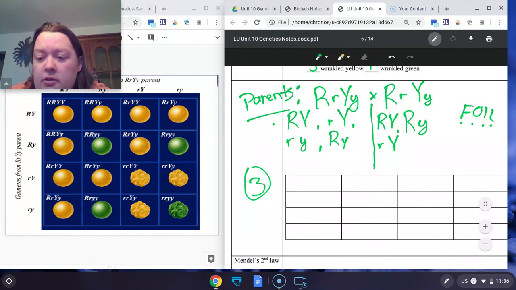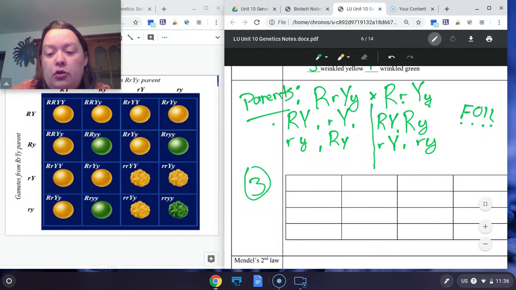And then L stands for last. So the last R is the little r, and the last of the Y's is the little y. And that'll give you all your combinations. Either way will get you the same answer. So either way will get you the correct setup.